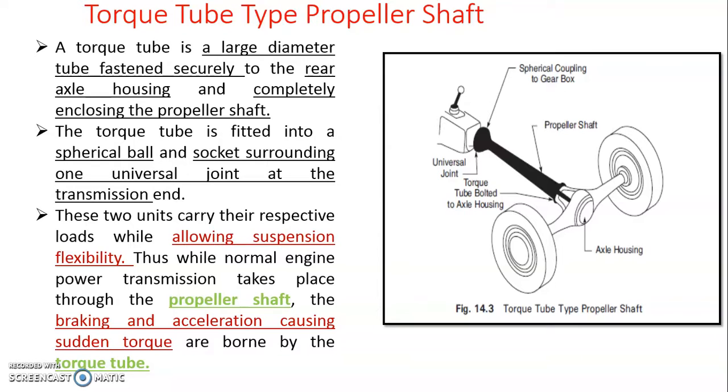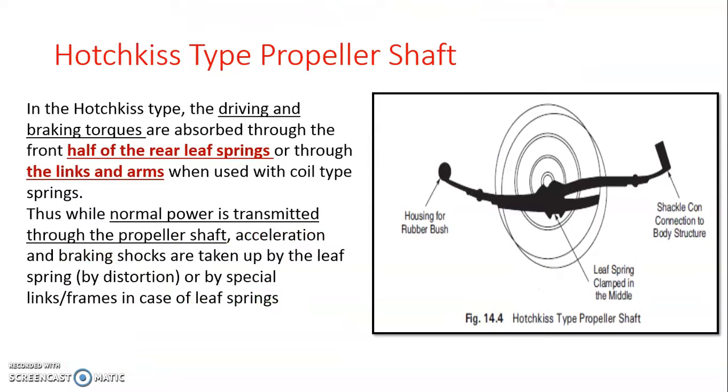The propeller shaft takes the load of the power transmission when the engine is running normally, and the sudden torque caused by braking and acceleration is taken by the torque tube. The same thing applies in the Hotchkiss type. The normal power is transmitted through the propeller shaft, but acceleration and braking shocks are taken by the rear leaf spring or through the link and arms arrangement. There also a coil spring is used to take the braking or acceleration shocks due to sudden stoppage.